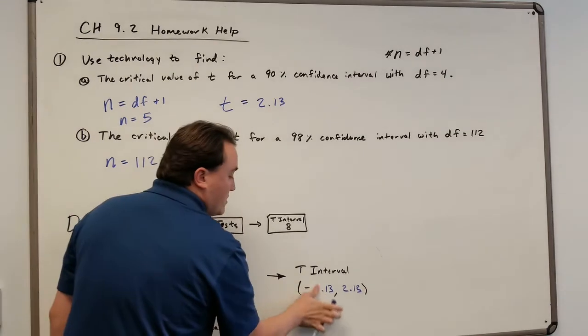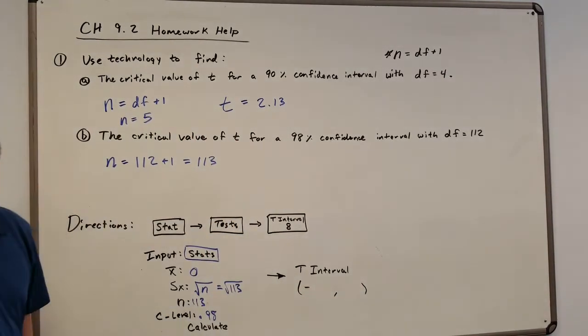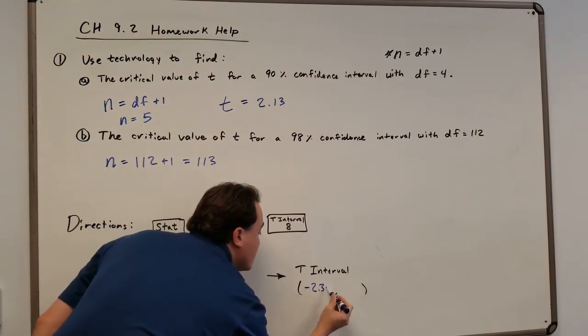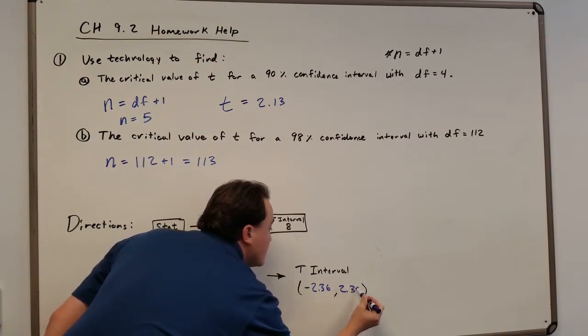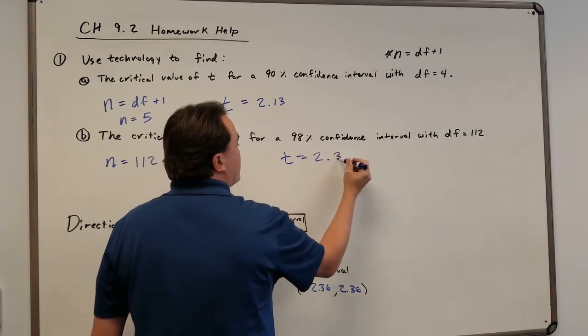It'll give you two different numbers. Well, these are the same, but 2.36 for this one. So the answer to this is 2.36.